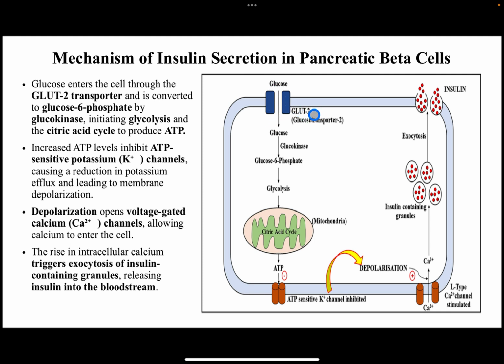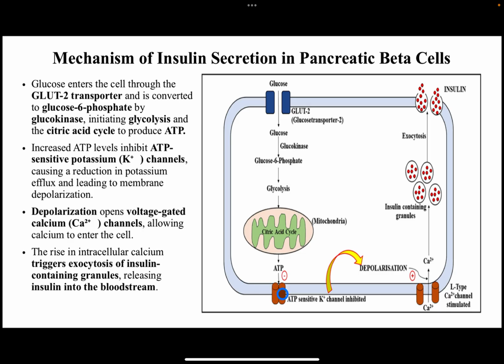Okay, so the glucose enters through the GLUT2 transporter. Then glucokinase will convert it into glucose 6-phosphate. Then glycolysis will occur, whereby the glucose 6-phosphate enters the mitochondria. As it enters the mitochondria, energy will be generated. So the ATP levels would increase, or the ATP ratio would increase. The ATP levels will rise.